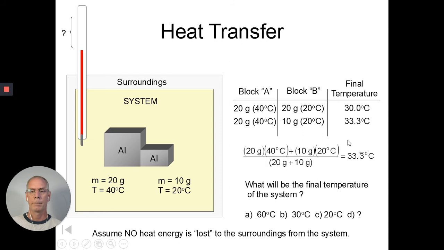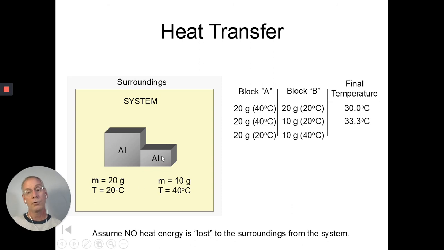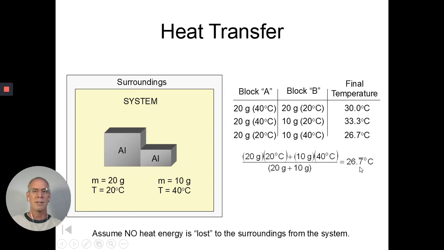Let's try another one. This time, I've got the two blocks, but this time, the smaller mass has the higher temperature than the bigger mass. When they get together, are they going to be at 30 degrees Celsius? No. 33? No. What do you think they're going to be closer to, the 40 or the 20? Yeah, they'll be closer to the 20. It turns out if you do the math, they'll be about 26.7 degrees. That would be the answer.